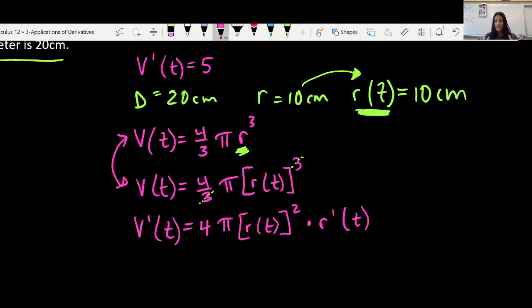So you get to see how we're putting everything together within one question. We get to practice all the skills that we picked up in chapter 2.